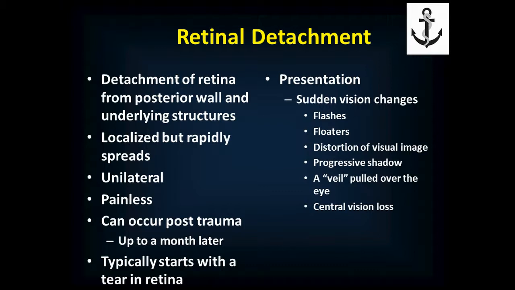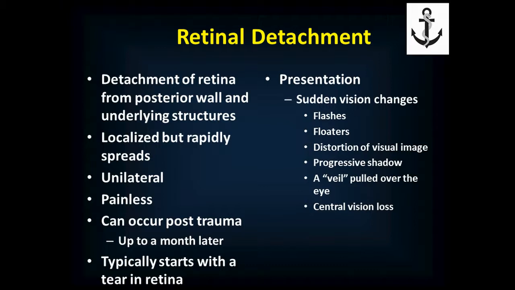It's painless because there's no trauma or inflammation. It's just this layer peeling off the inner wall into the posterior chamber. It can occur after trauma up to a month later, so a patient may have had a head or eye trauma a month ago and now suddenly complains of visual changes. That's very concerning. And typically it starts with a tear, but again, there can be a small buckle as well. And these present with sudden vision changes.